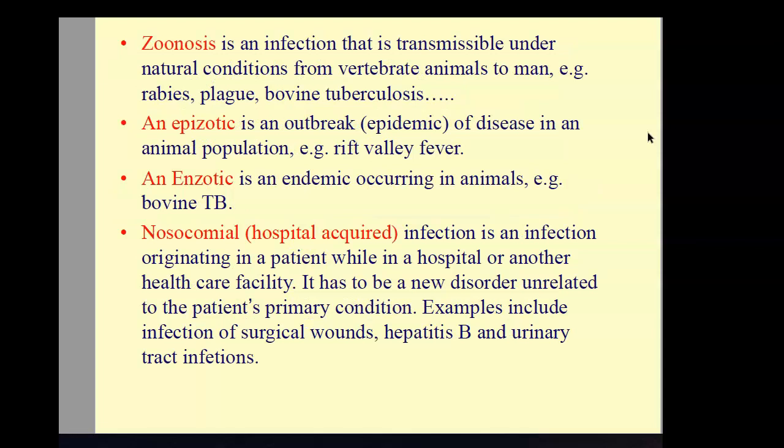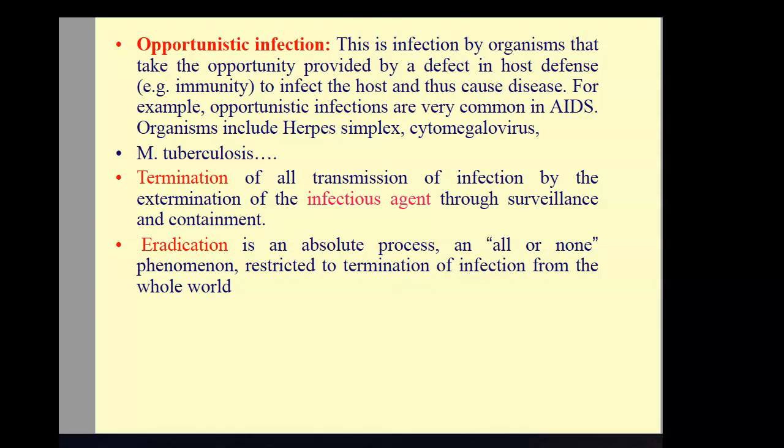Zoonosis. Zoonosis is an infection that is transmitted under natural conditions from an animal vertebrate to man. Whereas an epizootic is an outbreak of a disease in an animal population. So we also have the enzootic, which is an endemic occurring in an animal. Nosocomial infections are normally hospital-acquired infections. These are infections that one could easily acquire at the hospital.